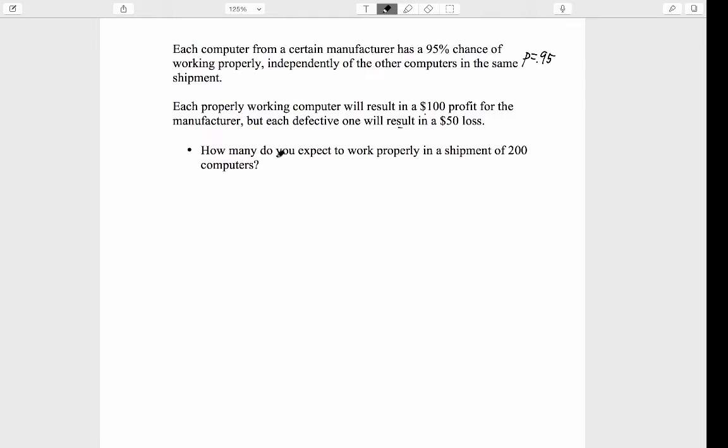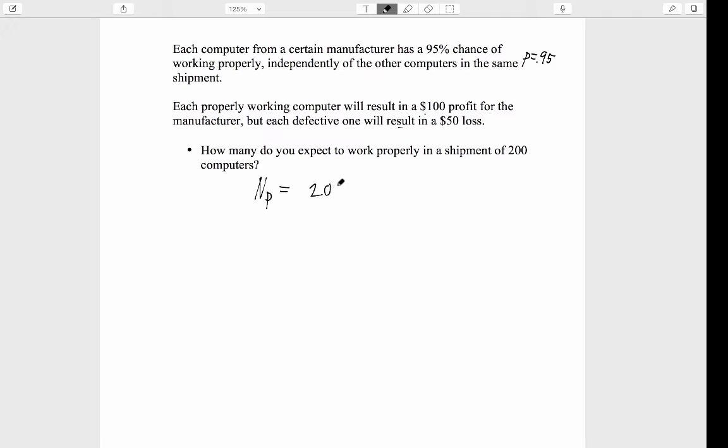Our question is, how many computers do you expect to work properly in a shipment of 200 computers? This is the most basic expected value question we can ask in this context. Namely, what is the expected number of successes in 200 Bernoulli trials? This can be formulated as how many successes? What is the expected number of successes in a certain number of Bernoulli trials? Because it can be formulated in that basic way in terms of number of successes in so many Bernoulli trials, it is a job for the np shortcut.